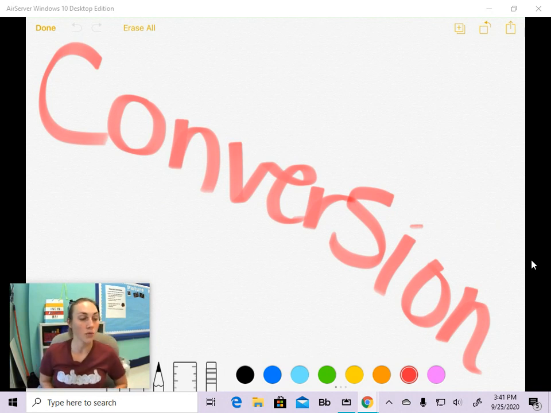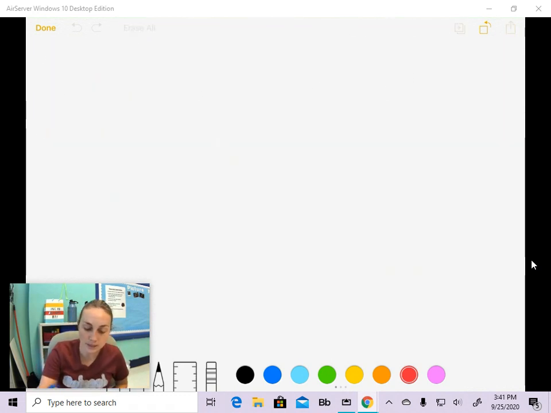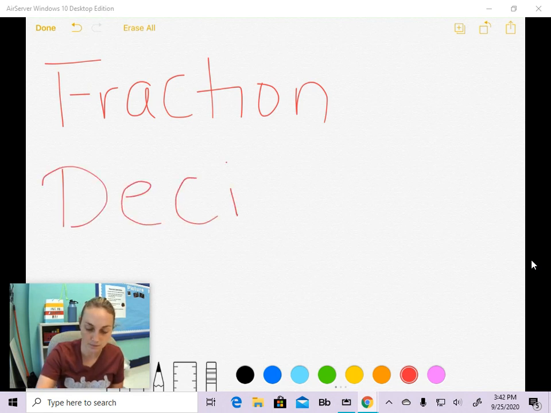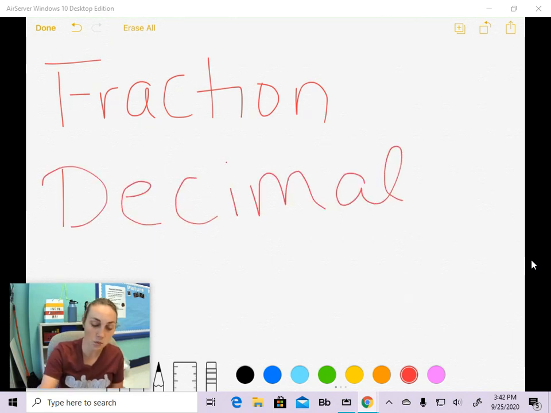The whole point is to help you out with ordering real numbers on a number line or figuring out which number is bigger than the other when they are all in different forms. The three different forms it can be in, one is fraction form. Another form a number can be in is decimal form. And then another one is percent form.